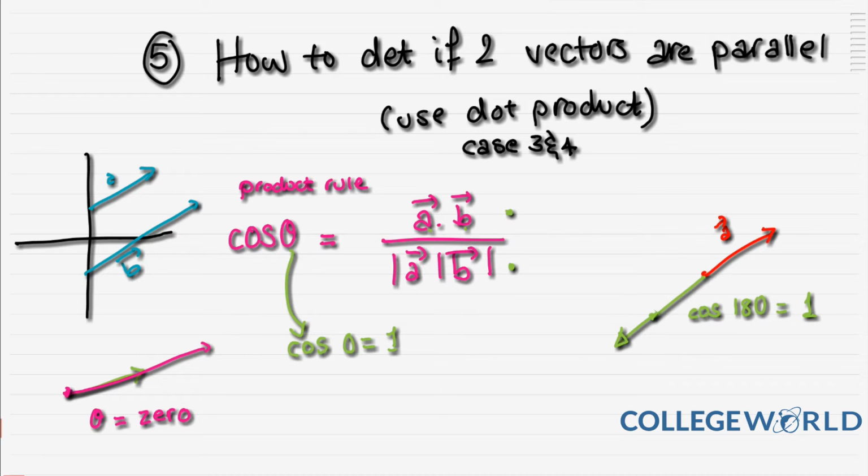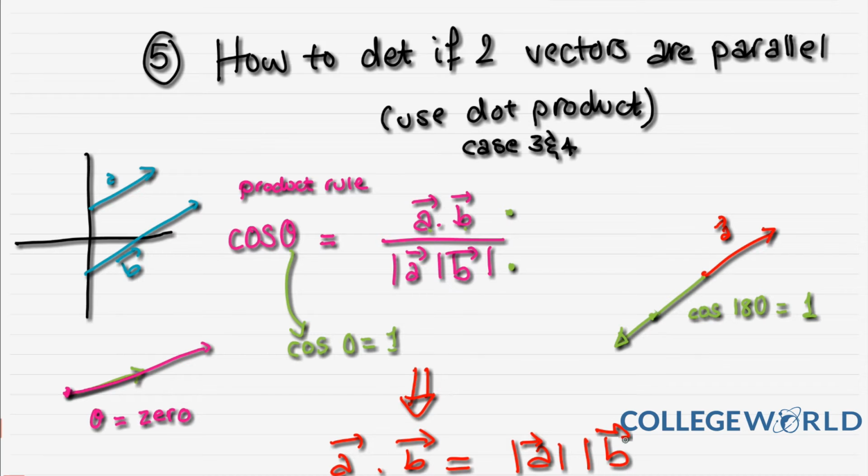So if A and B are parallel, this makes this rule apply, which is that the product of the two vectors is going to equal the product of their magnitudes. And that would be it for how to determine if two vectors are parallel. You're just looking at the angle between them, which is 0 or 180, and you're trying to prove that their product equals the product of their magnitudes.